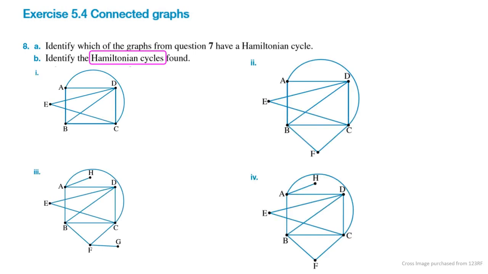All right, question 8. Identify which of the graphs from question 7 have a Hamiltonian cycle, and identify the Hamiltonian cycles that are found. Now, these are the ones from question 7. They were the network drawings we had back in question 7 in exercise 5.4.